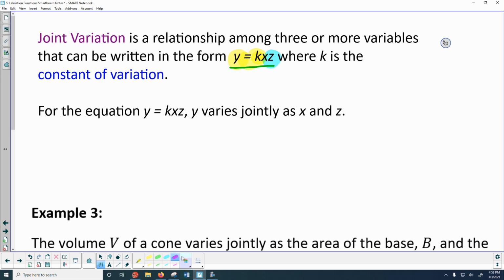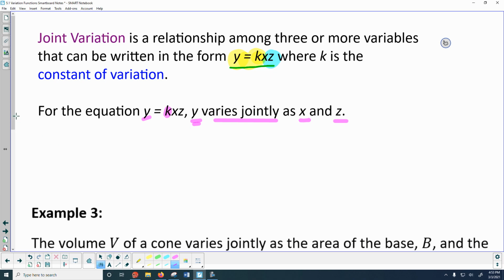For the equation y equals kxz, we read that as y varies, the first letter, y in this case, varies jointly as x and z. So notice you never say the letter k when you are reading these. The joint variation or direct variation implies that you have that constant of variation in there.